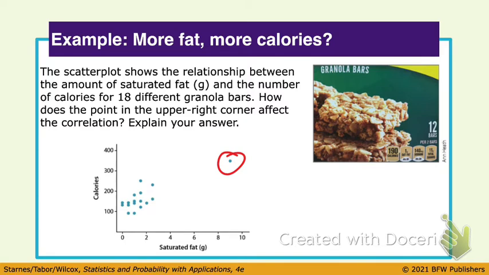So basically, look at the trend of the data. Do you think that dot is really far away from the rest of the data, or is it pretty close to the trend of the data? Meaning, would it make the correlation stronger or weaker? Okay, so let's think about that for a second. What's this dot going to do? So I would say that this data value is fairly close to the linear trend, and so I think that the correlation is going to be stronger due to that fact. Let's see what the official answer says.